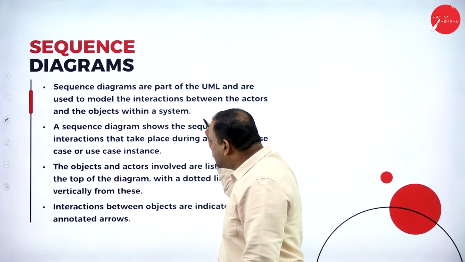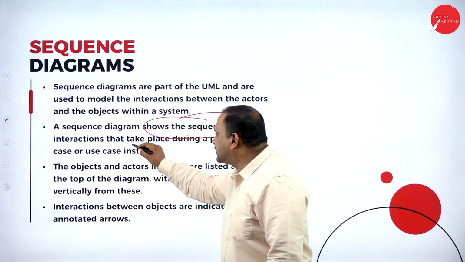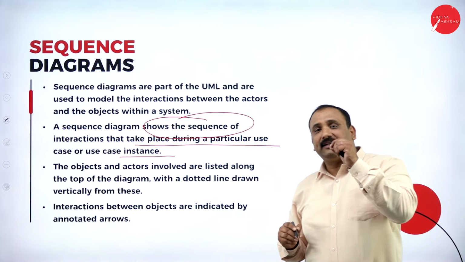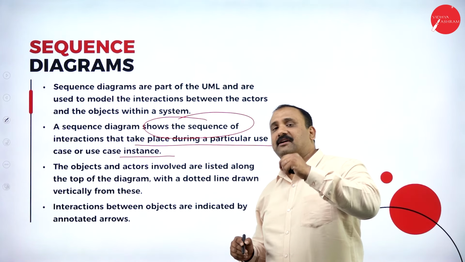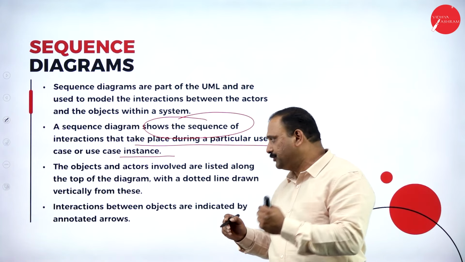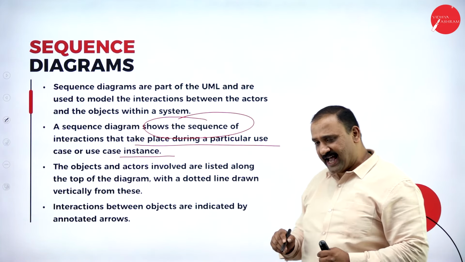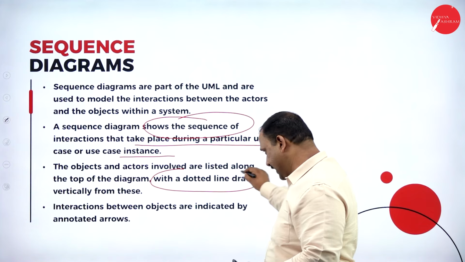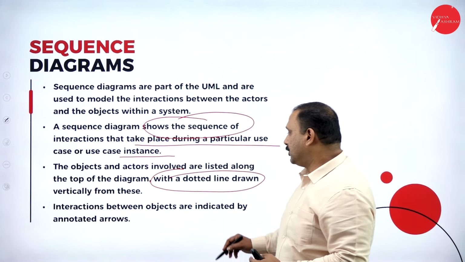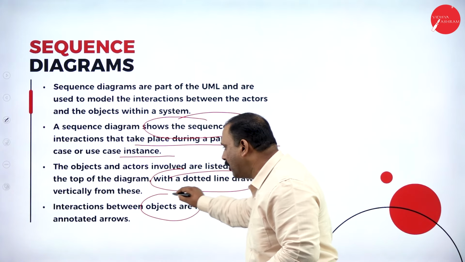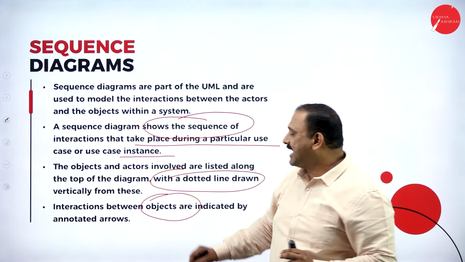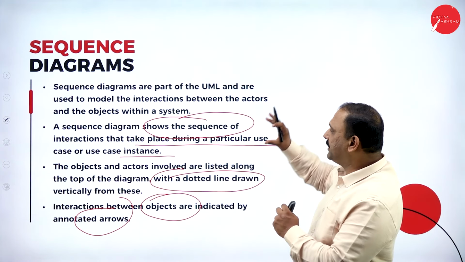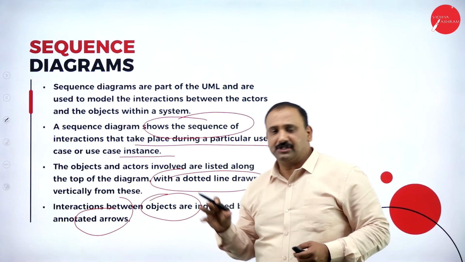Now, a sequence diagram shows us the sequence of interaction that takes place during a particular use case or a user instance. So you're going to learn at level 1, level 2, level 3, what kind of interaction is going on between the users. Followed by which, the objects and the actors involved are listed primarily at the top of the diagram, with a dotted line drawn vertically from each. Followed by which, the interaction between the objects is indicated with annotated arrows. So this is what we are going to see in terms of the sequence diagram. So you are able to see the overall picture of how the flow is going to be in terms of this data.